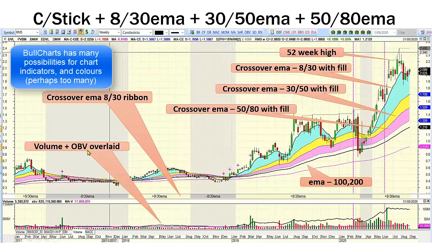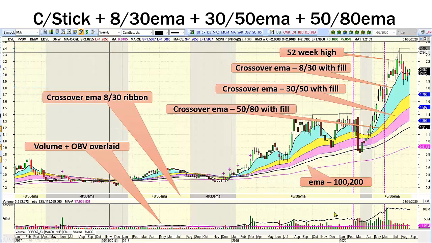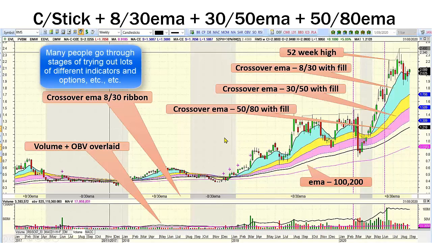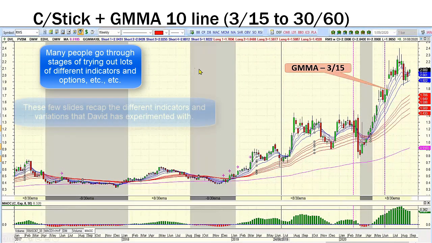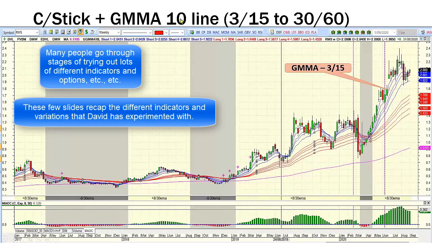And down the bottom here, I've got volume, moving average volume 200, and also overlaid with on balance volume. And I use one of these panes quite regularly even now. Once again, to me, a bit of overkill, a bit too much on the chart. And anyway, I've got away from it. Now, the next one is pretty standard candlesticks with Guppy multiple averages, 10 lines.